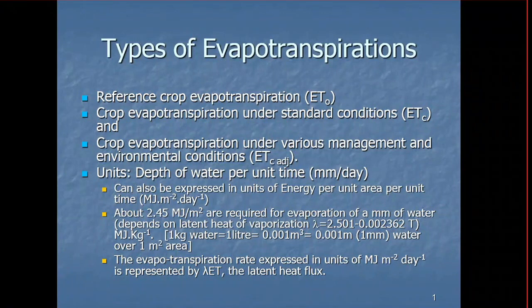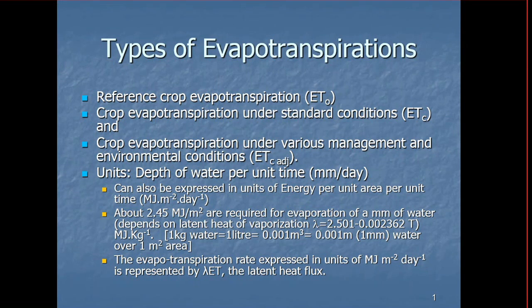It is found that about 2.45 megajoules per square meter are required for evaporation of a millimeter of water. It depends on the latent heat of vaporization, that is lambda, which is the energy required for the process of vaporization of water. So lambda is 2.501 minus 0.00236 into T, where T is the temperature of the area. It is in megajoule per kg.